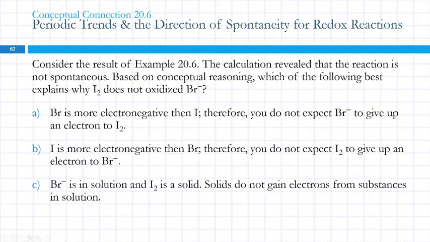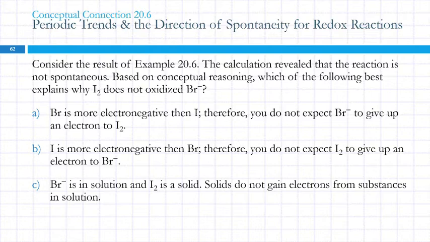Oh well. Here's a conceptual question. Considering the result of example 20.6, and that's in the textbook, we don't actually have to know what that was because it's telling us the conclusion right here anyway. The calculation revealed that the reaction is not spontaneous. That's not the one we just did. Based on conceptual reasoning, which of the following best explains why I2 does not oxidize Br minus?